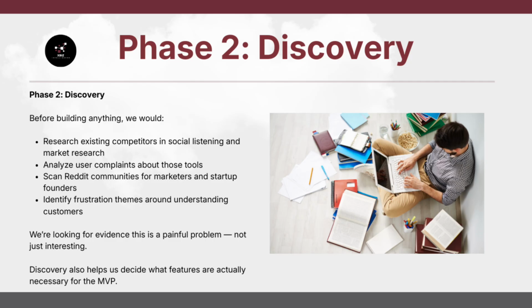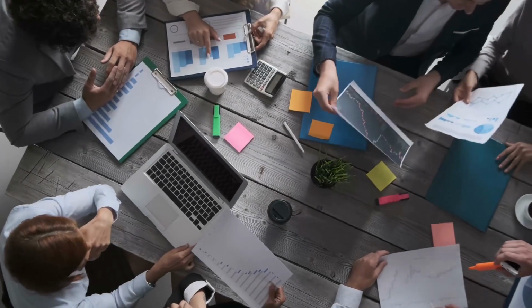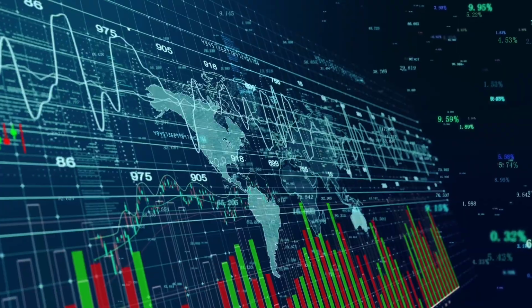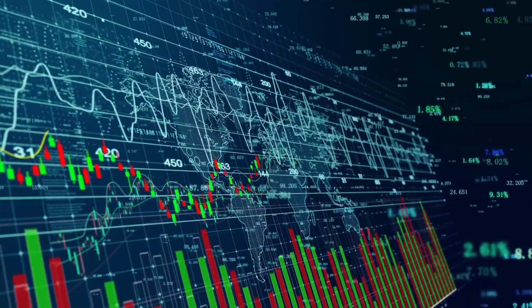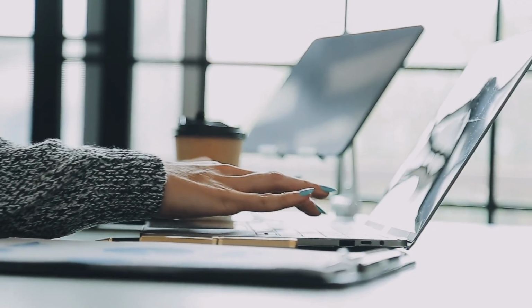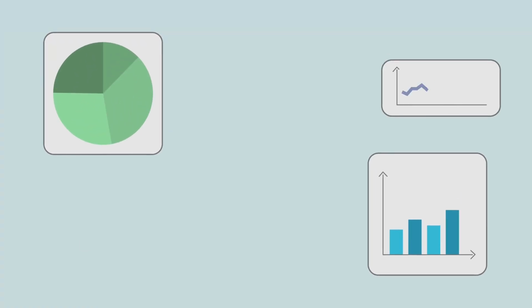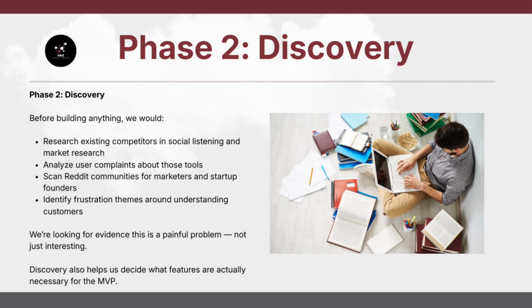Phase 2, discovery. Before building anything, we would research existing competitors in social listening and market research. Analyze user complaints about those tools. Scan Reddit communities for marketers and startup founders. Identify frustration themes around understanding customers. We're looking for evidence this is a painful problem, not just interesting. Discovery also helps us decide what features are actually necessary for the MVP.